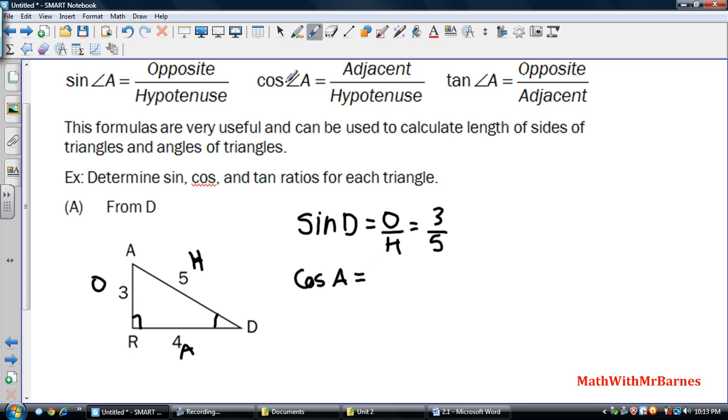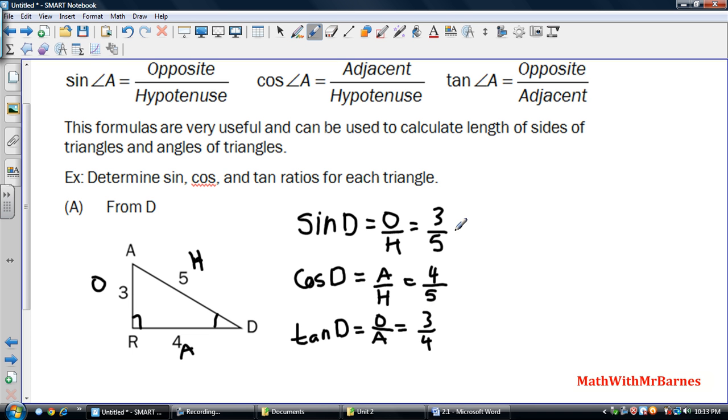Cosine of A is equal to, so cos is adjacent over hypotenuse, so I just need my adjacent side, which is 4, over my hypotenuse side, which is 5, just like that. I'll do the same thing with tan. I don't know why I wrote A there, it should be D. My apologies. So tan of D is equal to opposite over adjacent, so we've got the opposite side 3 over the adjacent side 4. That's all it is.